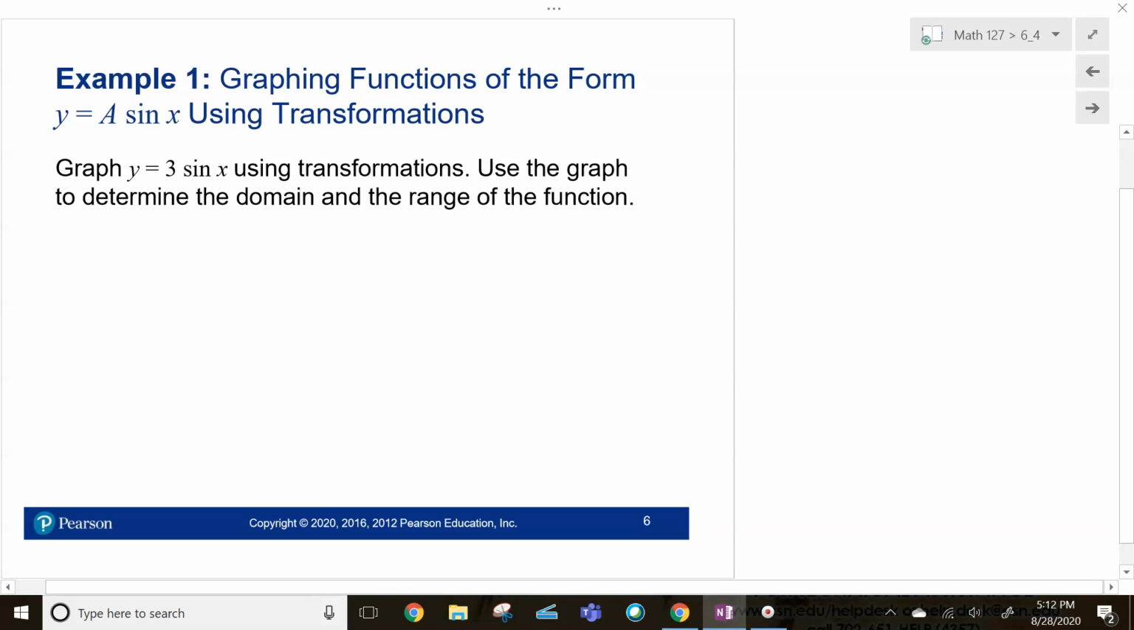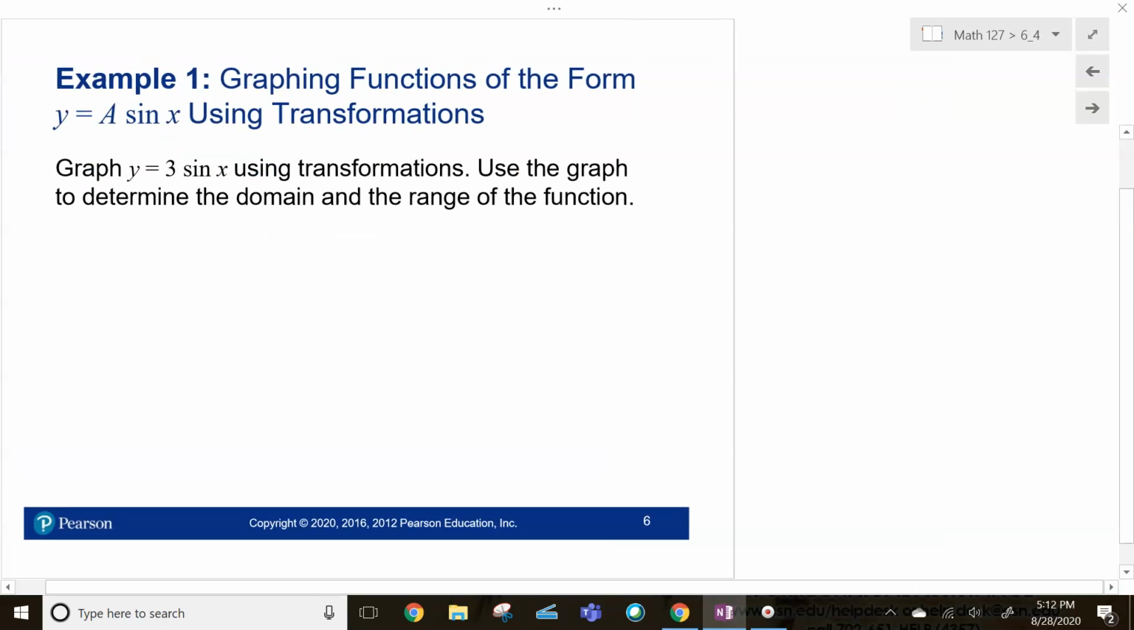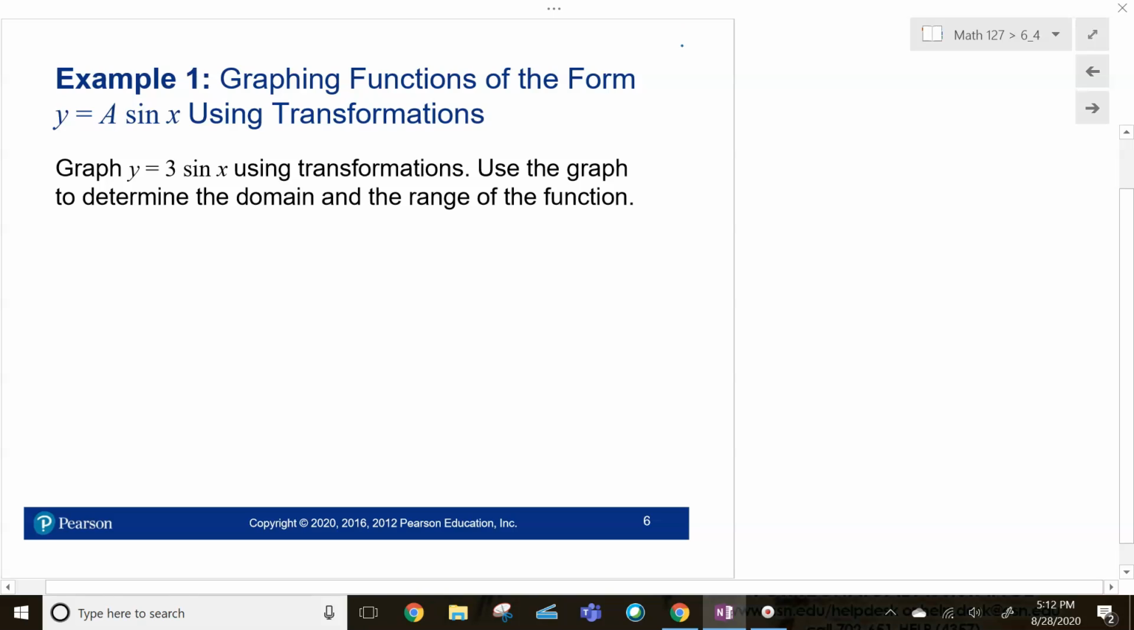All right, so how does y equals 3 sine of x change things? How does that change things up? Well, I'm going to give you a general form of the sine function. We're going to slowly but surely discuss what some of these do.